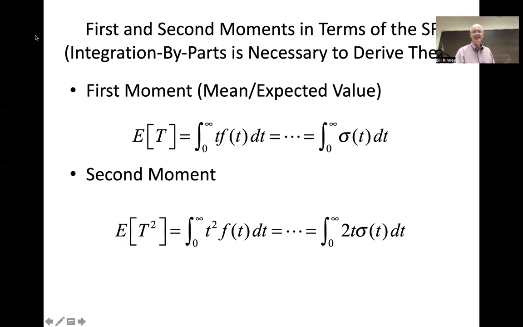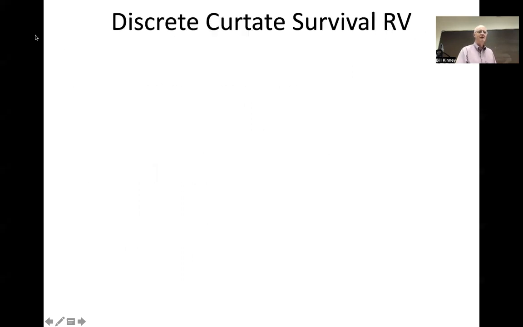One last slide. It's the idea of something called a Curtate survival type random variable. Oh, 2 minutes for this. When you're thinking about how long somebody lives, you talk to your friend and they say, oh, my grandma died last week. And you ask how old were they? And they say, oh, they were 87.